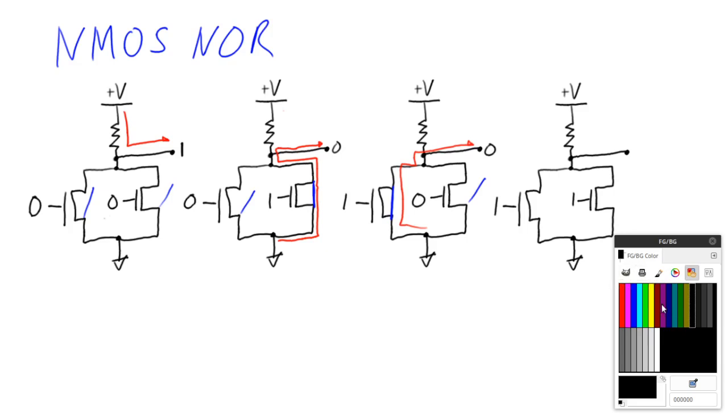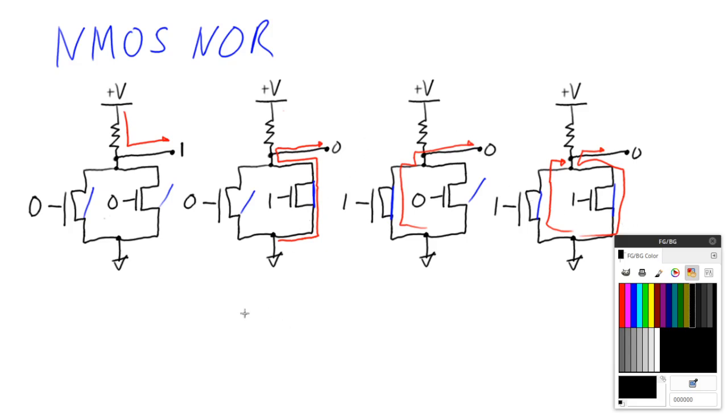Sorry, I should say we've got a 0 here, 0 here. And last but not least, we've got two ones, which means that this guy's closed and this guy's closed, which really means we could get ground to the output two ways, but we still get a 0. It doesn't make it extra 0 or anything like that. It just is still 0.